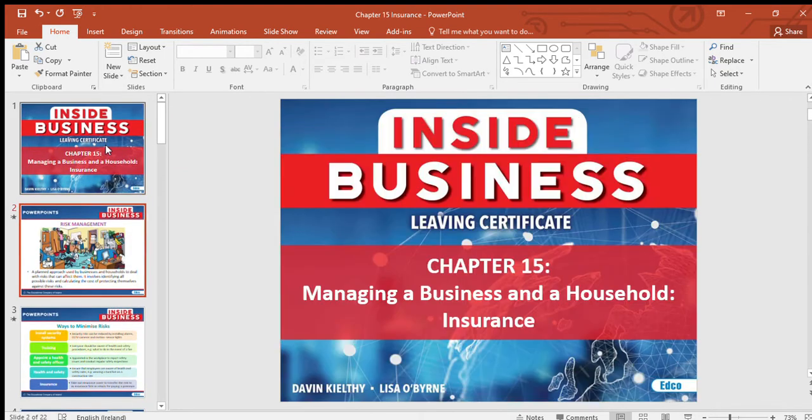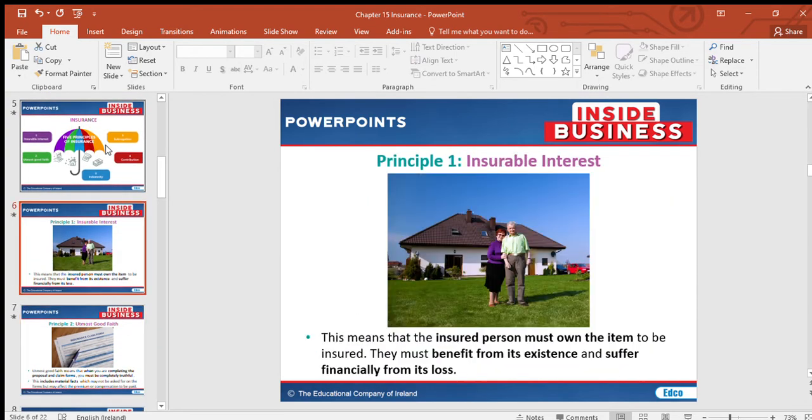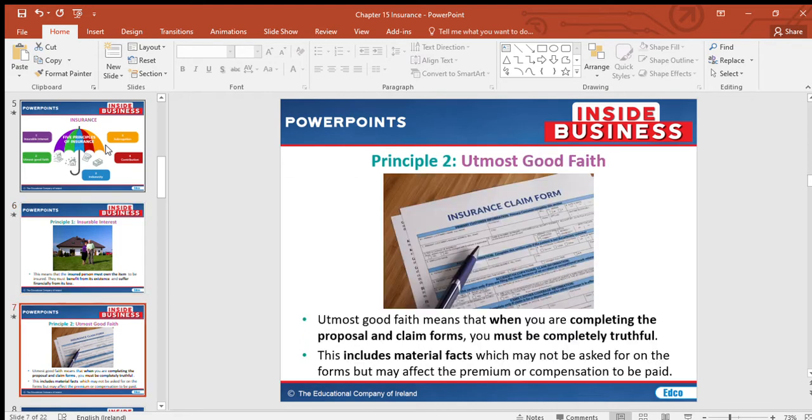Quickly looking at the last day of focus here, obviously insurance, the definition is financial protection against financial loss, and we had the 5 principles. Insurable interest. You can only insure something that you own. You must benefit from its existence and suffer financially from its loss.